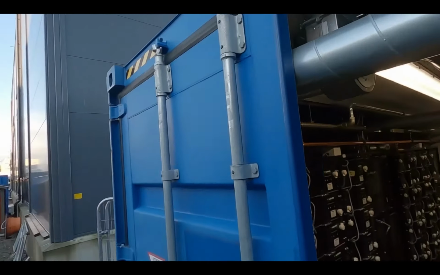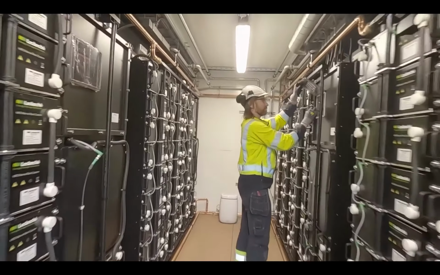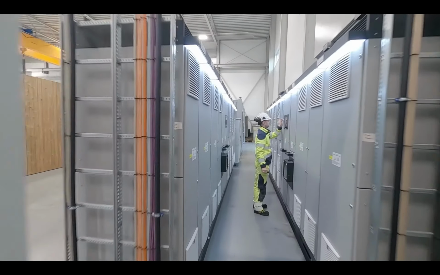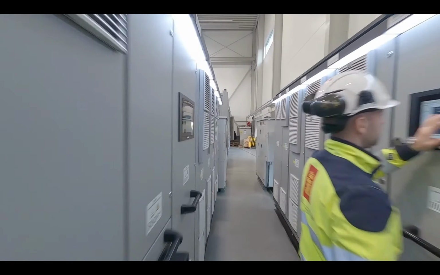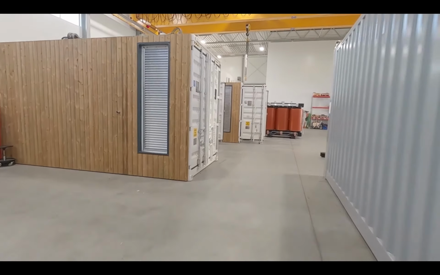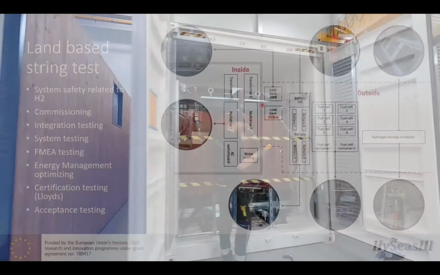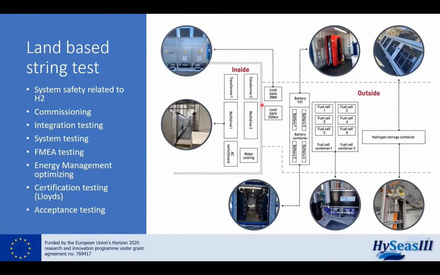We have 1 battery container with 4 battery strings. Each battery string has 180 kilowatt hours. Linked to the battery container, we have a FiFi system for the batteries. We also have 2 load banks. It's one large with 3 megawatt and one smaller with 200 kilowatt. These 2 load banks represent the thruster load in the system.